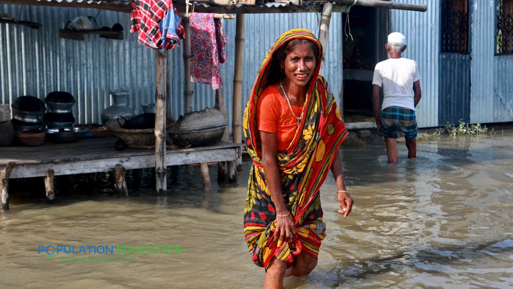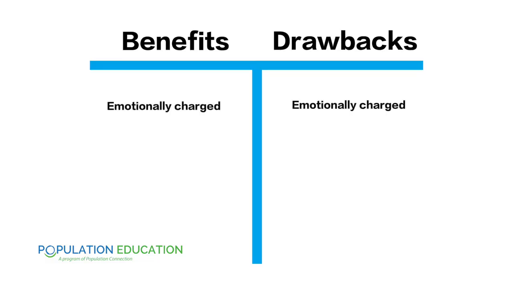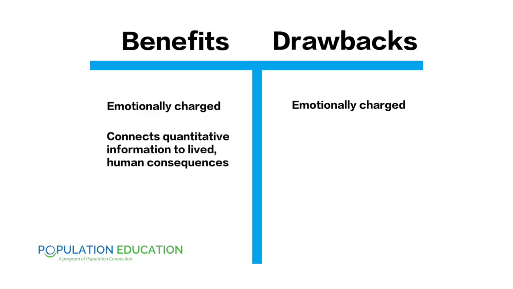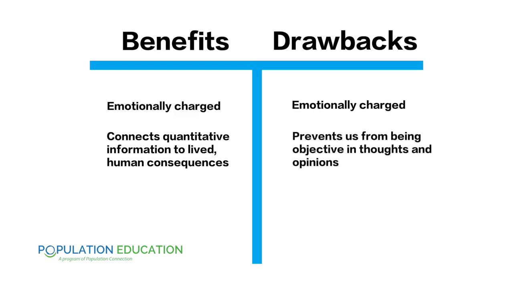Our second question has them consider what are the benefits and drawbacks of getting information in this format. Again, these are opinion questions, but an answer you might expect to get is that this is an emotionally charged image. It's frightening and sad. And in my opinion, that emotional charge is both a benefit and a drawback. It allows your students to make a connection between the quantitative information we provide them about climate change and its actual lived human consequences. At the same time, emotionally loaded pieces of information can prevent us from being objective in our thoughts and decisions. And that can be a drawback of this format of information.